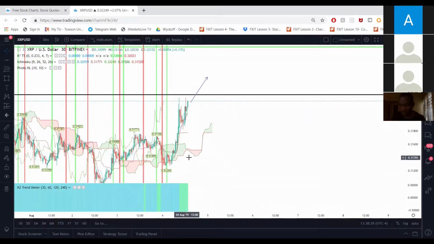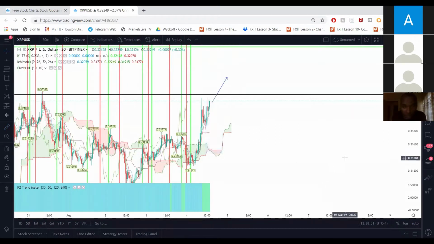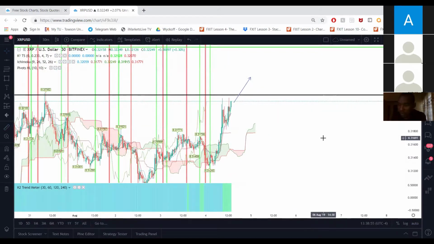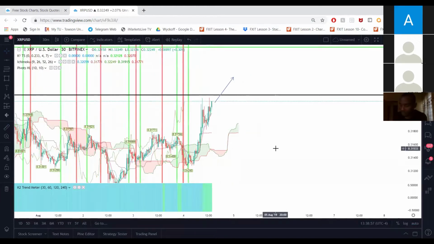Damn, look at the buy signal here. Wow. 780 pips. I forgot about cashing out. Damn, I forgot. Yeah, it's pretty good.